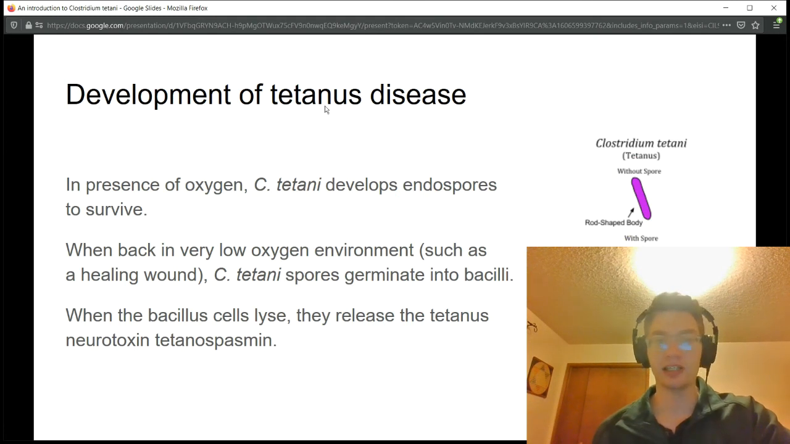The development of the tetanus disease. So, as I said earlier, in the presence of oxygen, Clostridium tetani will develop an endospore to survive.